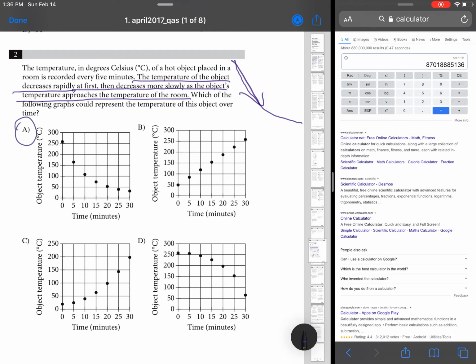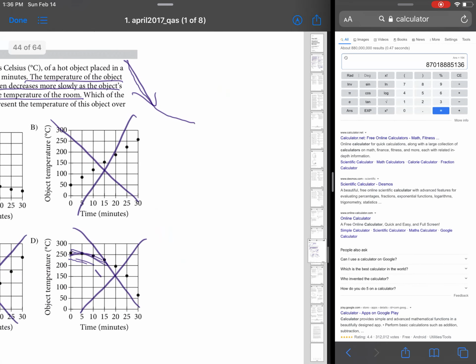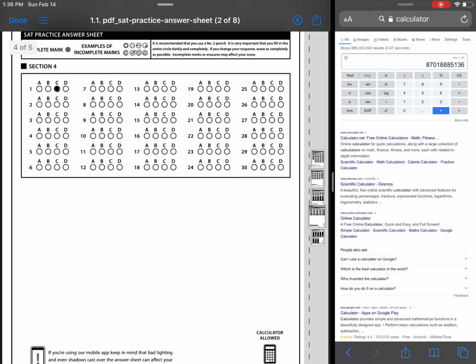This is graph A. This is not going to work because it's increasing, as well as C is not going to work either. D, okay, so we can see that this decrease here is not rapid, but the condition here is that it decreases rapidly at first. Now, this is not a rapid decrease. We're crossing that out. Okay, so A. Alrighty.